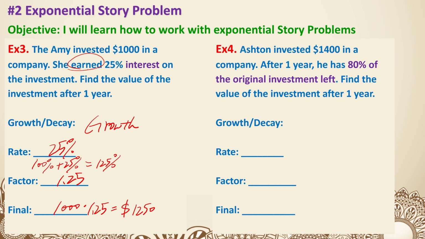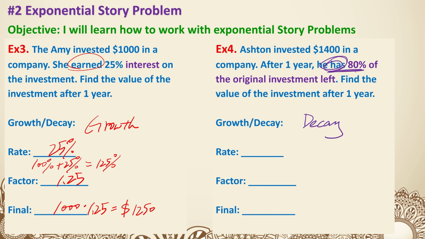$1,250. Example 4. Ashton invested $1,400 in a company. After 1 year, he has 80% of the original investment left. That's where you've got to be careful. It didn't say it goes up 80% or goes down 80%. It says he has. So that is actually a result. The result is going to be the factor.